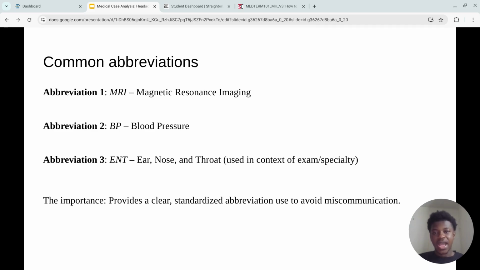For the terms that I read, there are common abbreviations used. Like MRI is short for magnetic resonance imaging. BP is short for blood pressure, which can be defined by the stress that the walls of your veins and arteries experience when blood is going through them. And abbreviation 3 is ENT, which is ear, nose, and throat. These are usually used in the context of examination and those who specialize in it. These abbreviations are important because they provide a standardized form that helps avoid miscommunication and transfers messages efficiently. So it provides clarity as well.